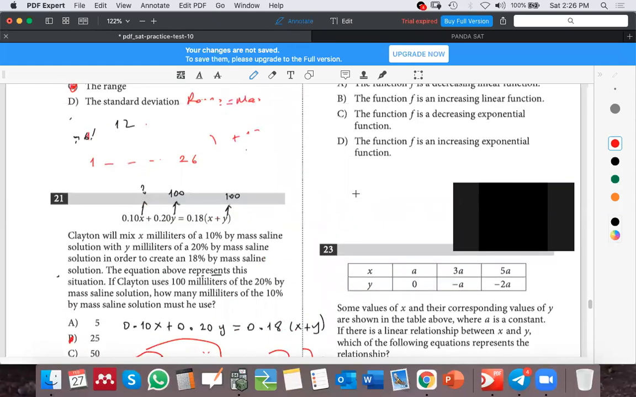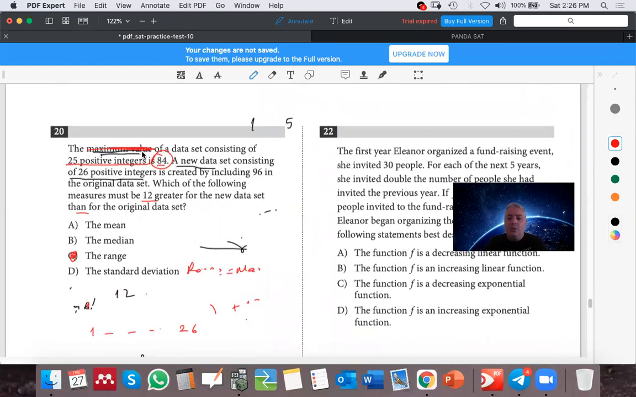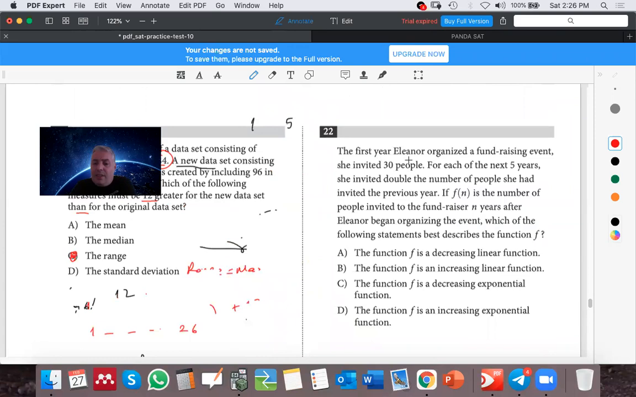Okay, now question number 22. The first year, Eleanor organized a fundraising event. She invited 30 people. For each of the next 5 years, she invited double. Double is a keyword. X becomes 2x, for example, or T becomes 2T.